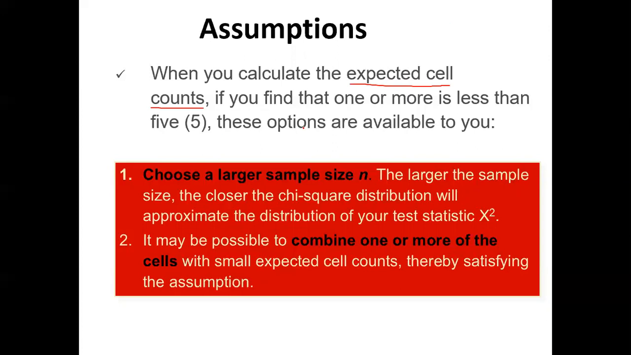The first option is to choose a larger sample size. The larger the sample size, the closer the chi-square distribution will approximate the distribution of your test statistic. So if you get a larger sample size, the expected cell count values will also be larger, and this will help you get a smooth chi-square analysis.